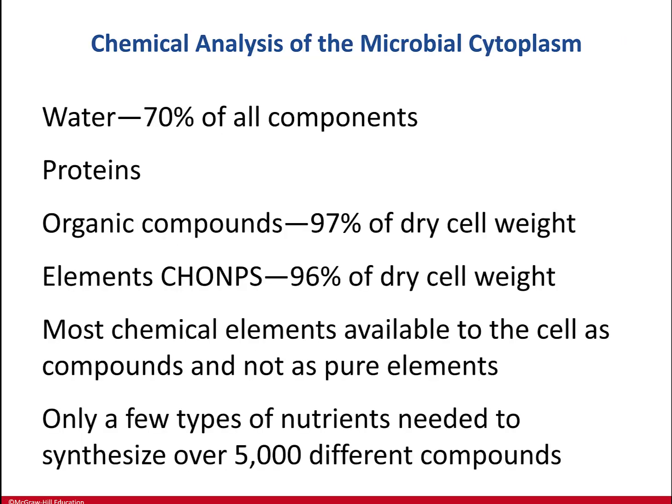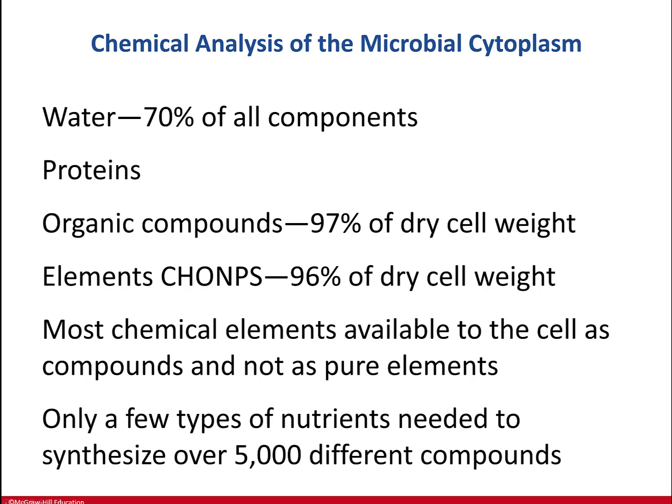That's how we save, store, build structures, and that sort of thing. So microbial cytoplasm, the gooey center of a bacteria cell, is 70% water. It has protein. We sprinkle in a little bit of organic compounds, which is just 97% of its dry weight. Carbon, hydrogen, oxygen, nitrogen, potassium, and sulfur, or CHOMPS, you might want to say, 96% of that.